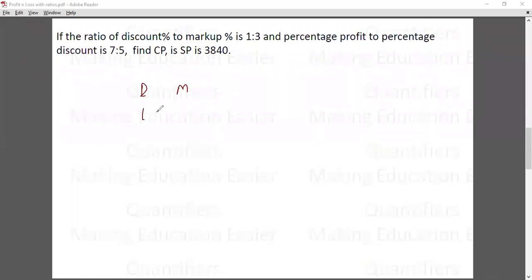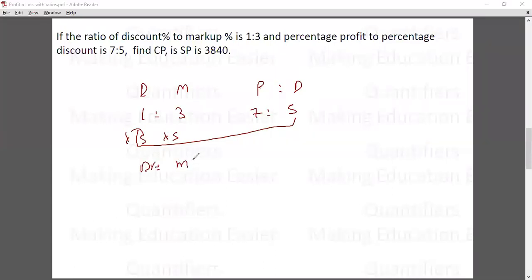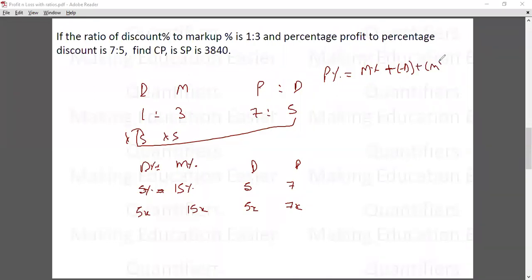Discount to market is 1:3. Profit to discount is 7:5. Now it is 5. इसको मैं यहाँ पे 5 बनाता हूँ, तो multiplying both the ratios by 5, discount percent to market percent is nothing but 5:15, or I can say 5x and 15x. ठीक है, here discount to profit is 5:7. I can say 5x:7x. Now the profit percentage as we derived is market percentage plus discount percentage plus market into minus discount by 100.